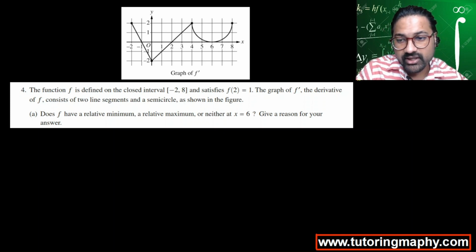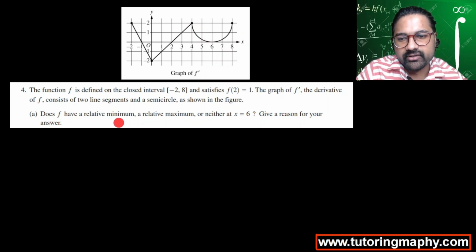Okay, it's all about interpretation. We have to keep in mind that, let me read out the question. The function f is defined on the closed interval negative 2 to 8 and satisfies f(2) is 1. And this graph is not of f, it's of f prime, right? That's what we have to keep in mind. The derivative of f consists of two line segments and a semicircle as shown over here. All right, there are two line segments, one semicircle, fine.